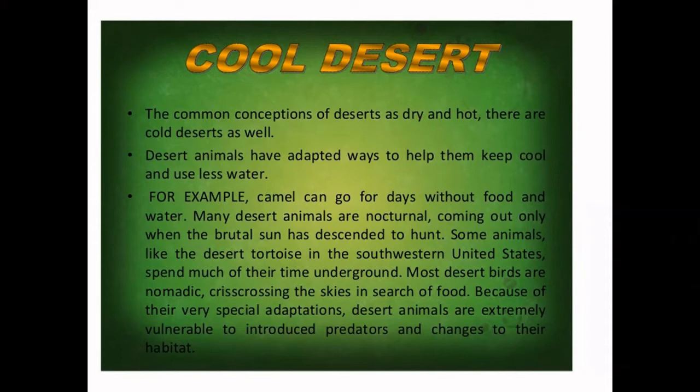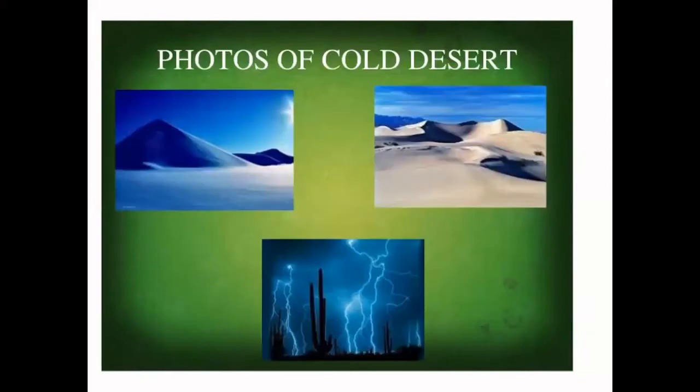Some animals, like the desert tortoise in the southwestern United States, spend most of their time underground. Many desert birds are nomadic. They are crisscrossing the skies in search of food. Because of these very special adaptations, desert animals are extremely vulnerable to predators and changes of their habitat. These are some pictures of cold desert.